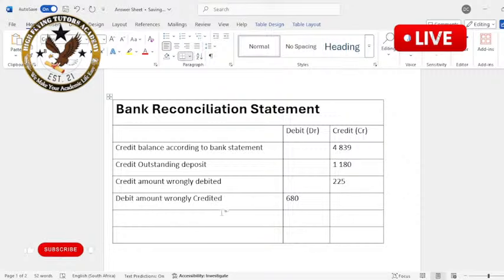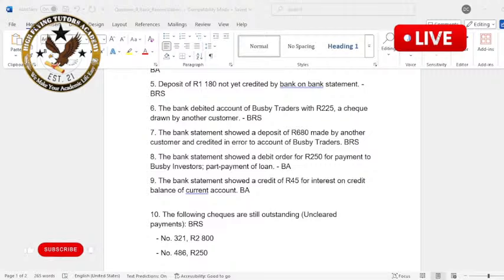And then we go to the next question, if you guys understand this one. So it's just the vice versa of transaction number 6, which is transaction number 7. Let's go to the next transaction right there. So the next transaction is transaction number 8.